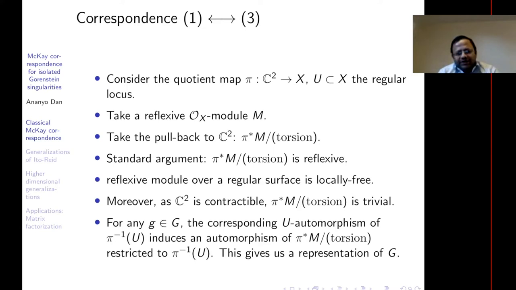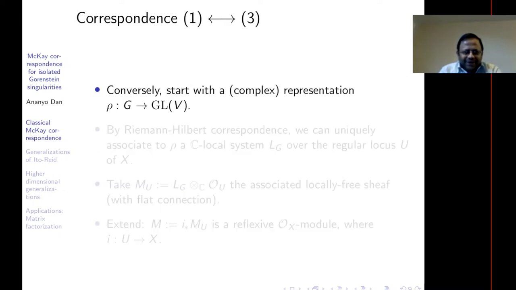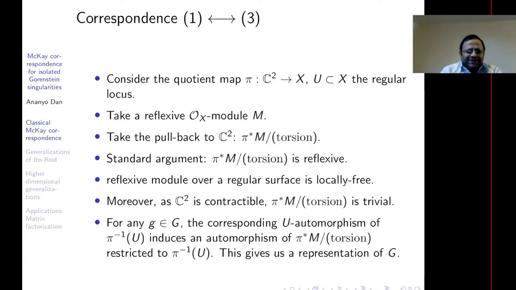Then for any element of this group, let's say small g, you will get an automorphism of this vector space. And because of the way G acts on the covering, you can glue all of these automorphisms coming from the group elements into a representation of the whole group G. These are very standard arguments, coming from descent theory. So previously we started with the module M and we ended up with the representation.